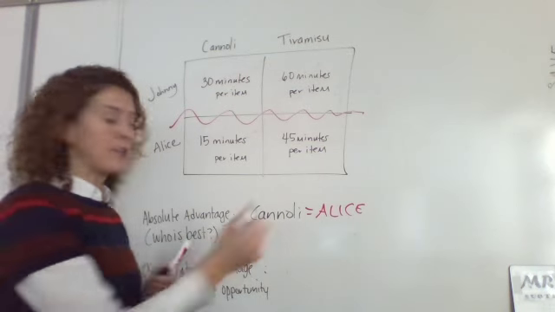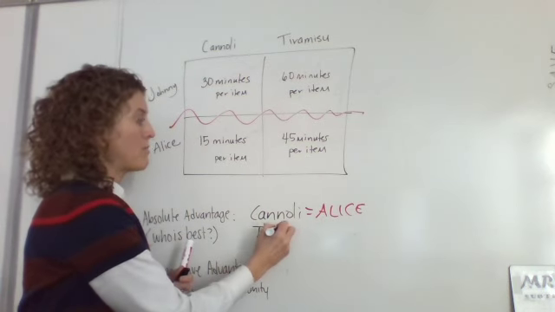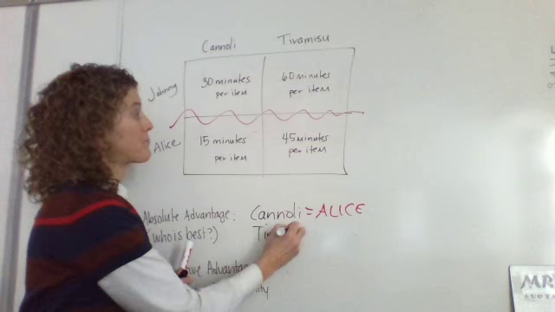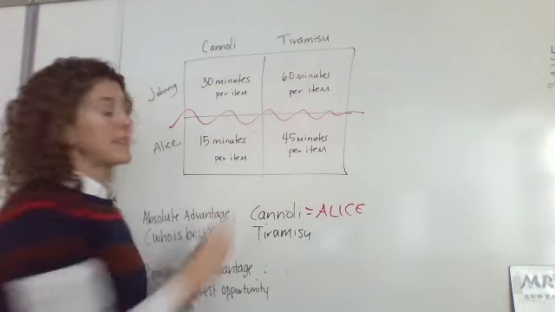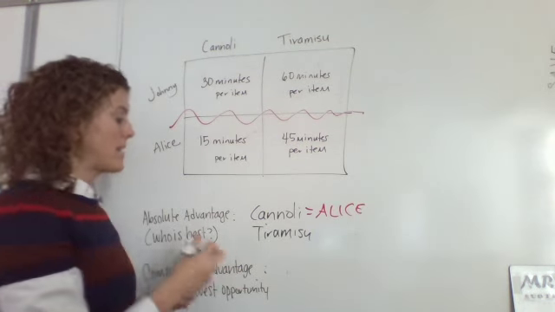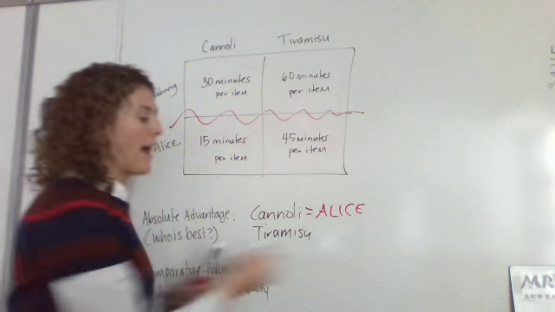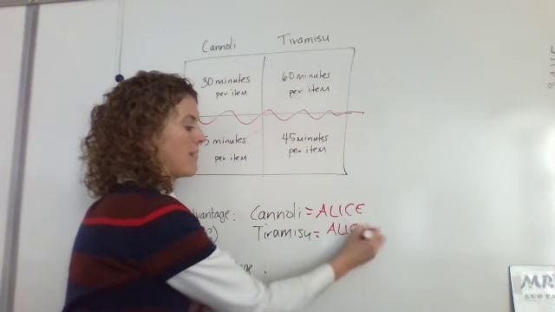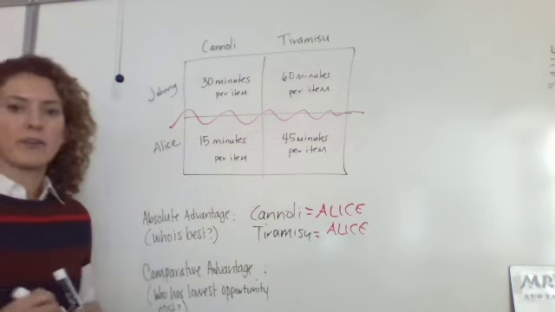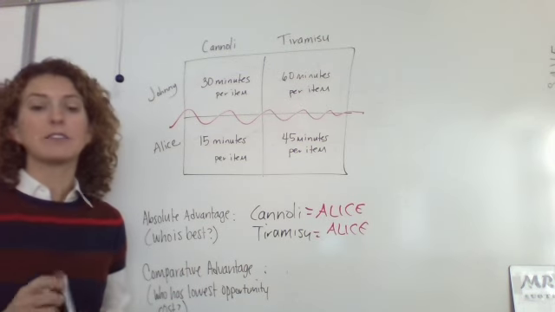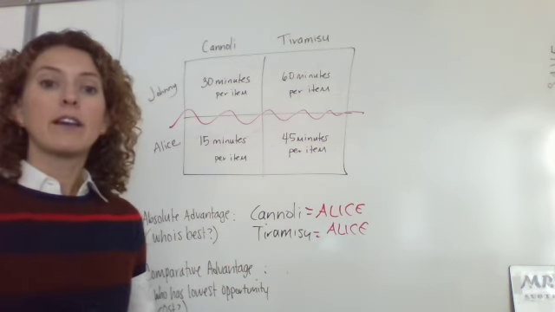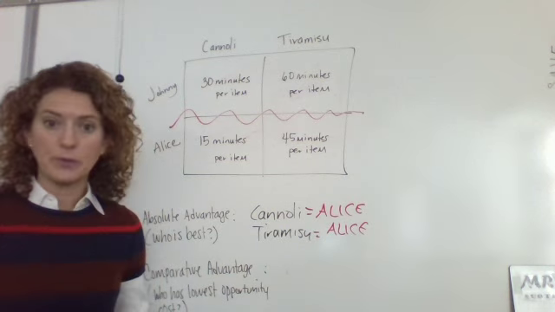When it comes to making tiramisu, let's see who can make it the fastest. We have 60 minutes that it takes Johnny to make it and 45 minutes that it takes Alice. So Alice has the absolute advantage in making the tiramisu. So she has the absolute advantage in making both cannolis and tiramisus.